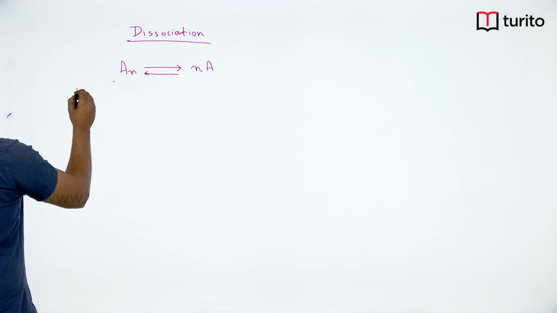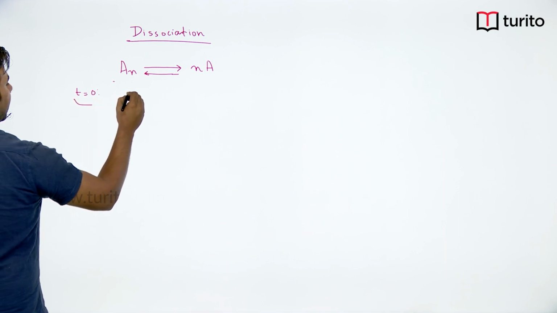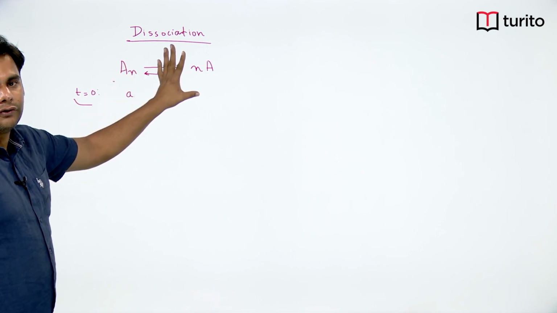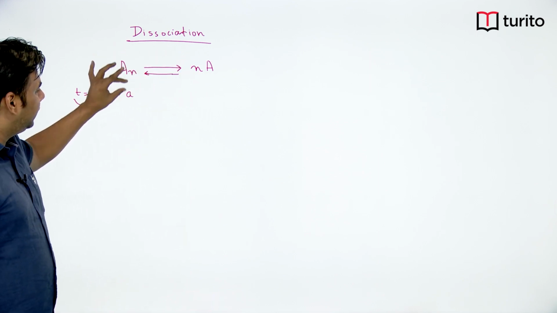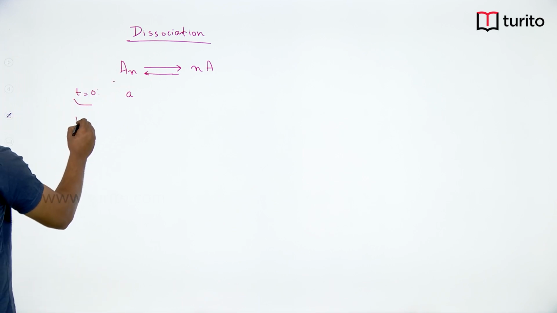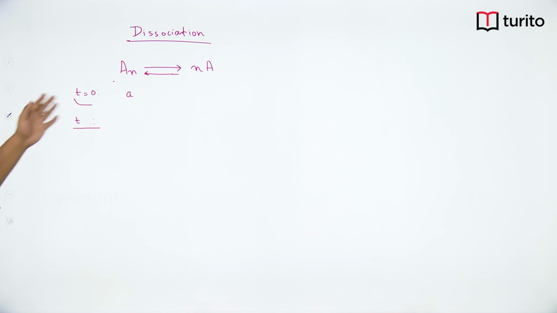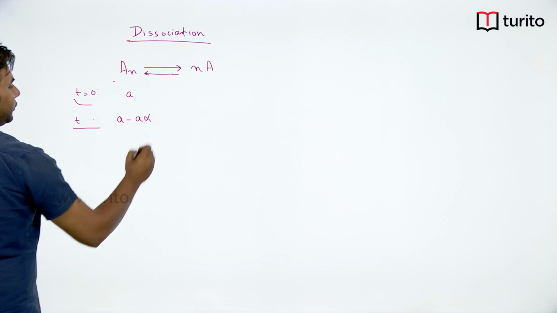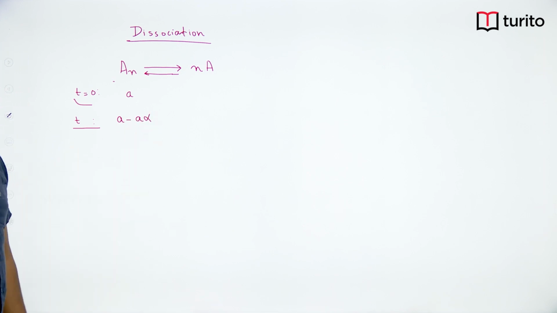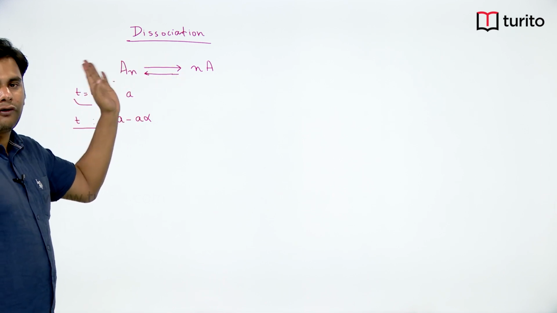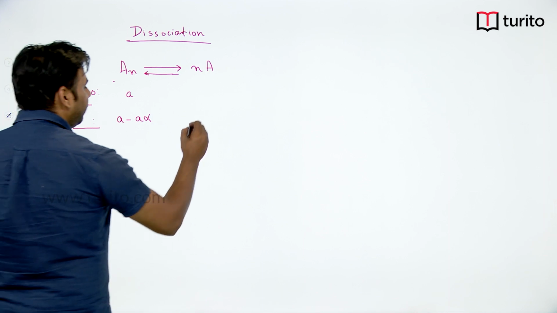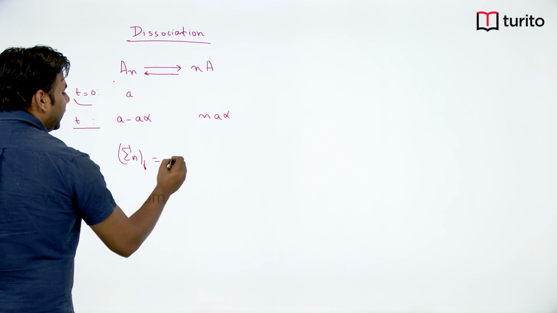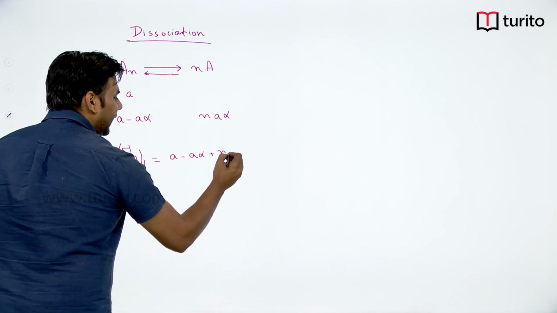So we'll say that at time t equals 0, let the number of moles be a. I am not taking it as n because n is already there in the compound, so we would get confused. So we will take another quantity, which is a. After time t, alpha is the degree of dissociation, and this is the equilibrium. So the amount of A_n dissociated is a alpha, and the leftover would be a minus a alpha. 1 mole of A_n gives n moles of A, so a alpha would give n into a alpha.